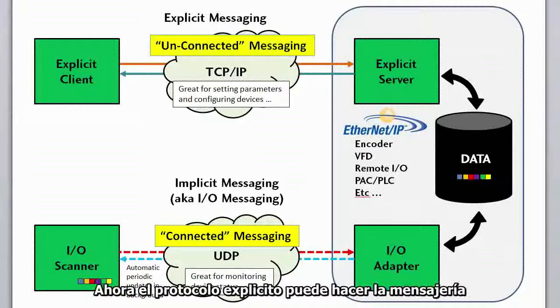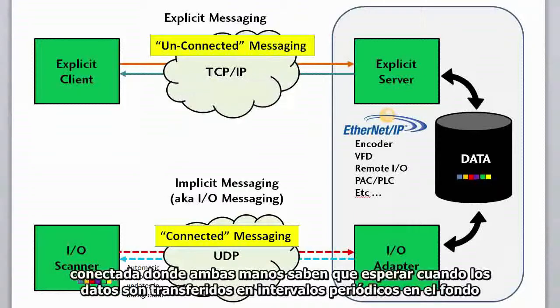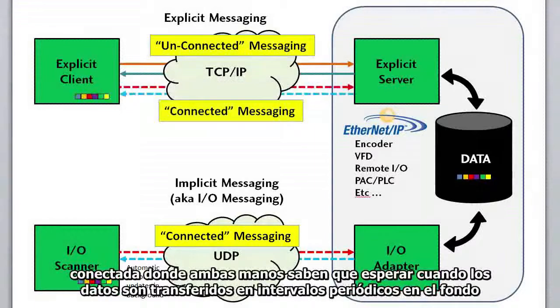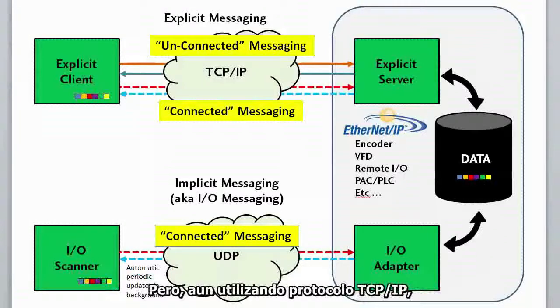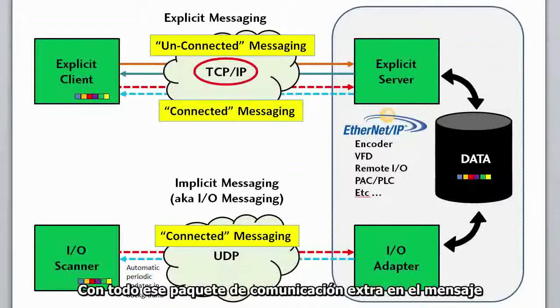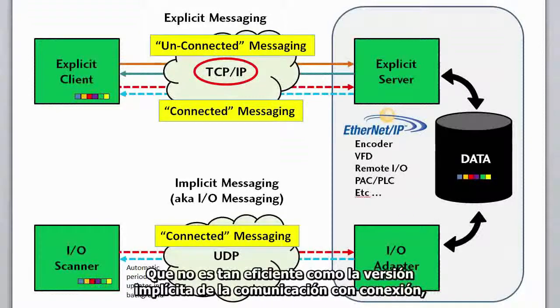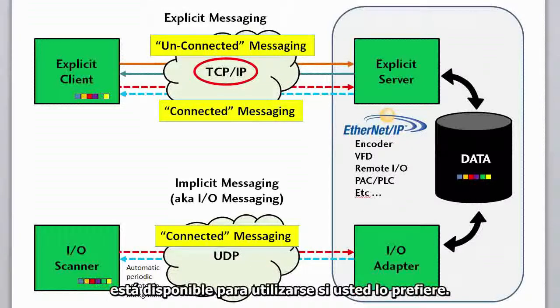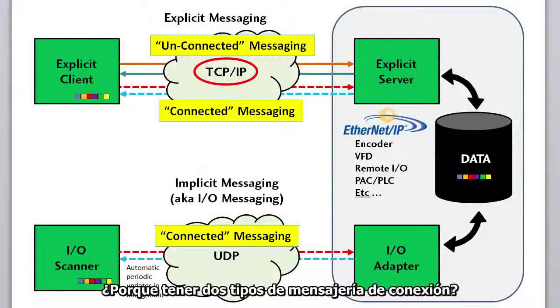Now, the explicit protocol can do the connected messaging, where both ends know exactly what to expect and the data is transferred at periodic intervals in the background. But it still uses the TCP/IP protocol with all that extra communications baggage built into the message, so it's not nearly as efficient as the implicit version of the connected messaging, but it is available for you to use if you want. Now, why have both types of connected messaging?